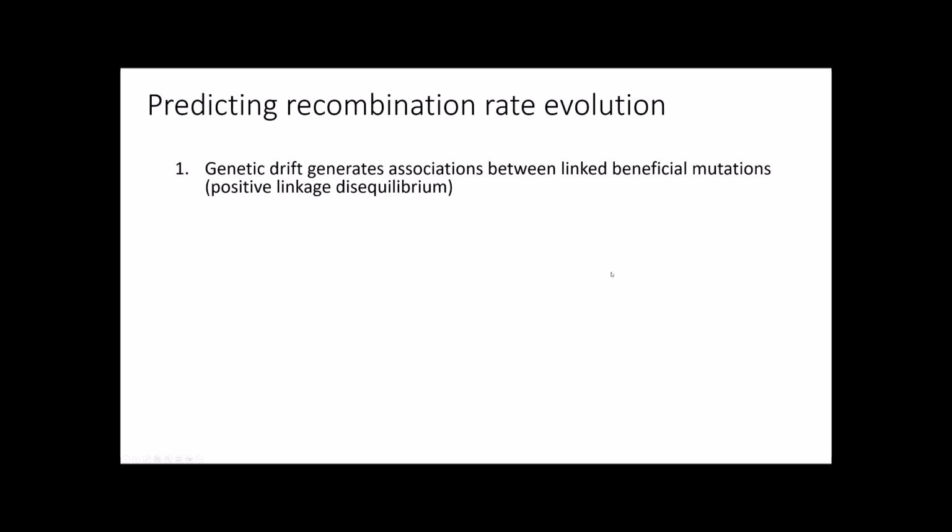There are a whole bunch of models that have been developed to try to understand or predict how recombination rate should evolve. And I'm not going to subject you to all the details of these models, but I want to present one that seems to have some general appeal. I'm just going to give the logic and then we'll begin to test it.